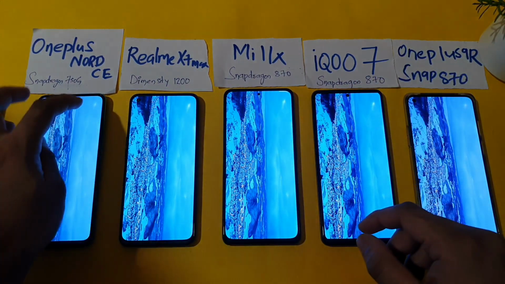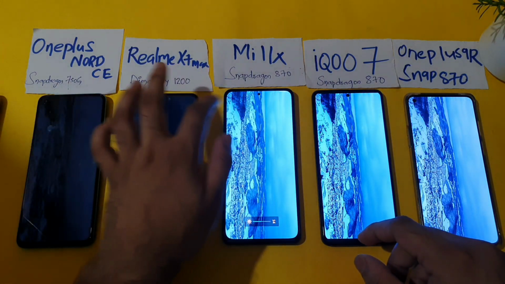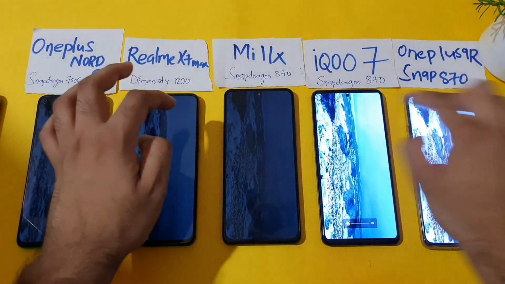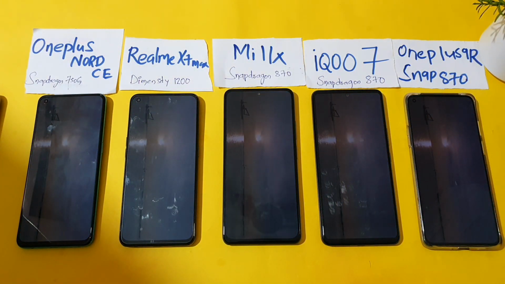Now let me decrease the brightness to 0, and let's see which phone will be able to sustain this kind of low brightness mode. I'm keeping the brightness low right now. It's completely low, as you can see. Let me turn off the light as well. This is a completely dark condition. Complete dark, as you can clearly see the difference.